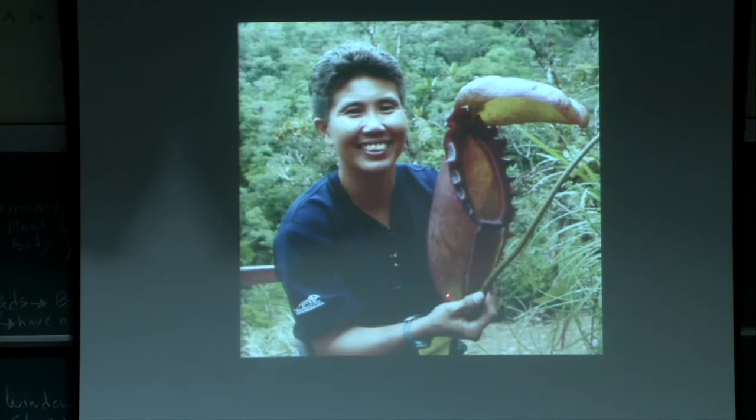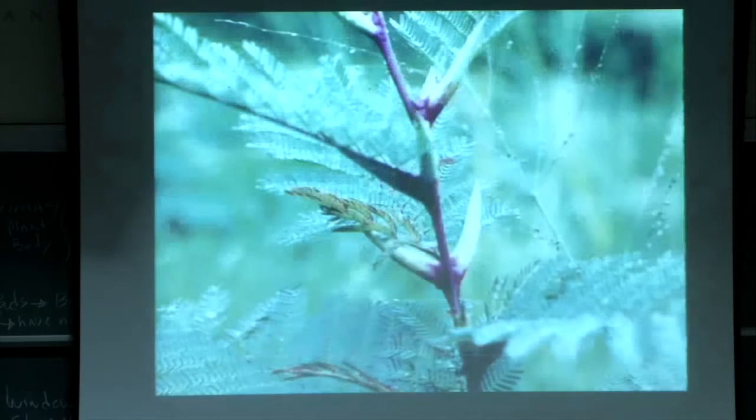These leaves are large enough that people have actually found rats and small mammals inside, and they weren't actively captured. What probably happened is that the mammal or rat saw some insects down here and tried to get the insects, and then fell in and drowned in the water and is being digested.